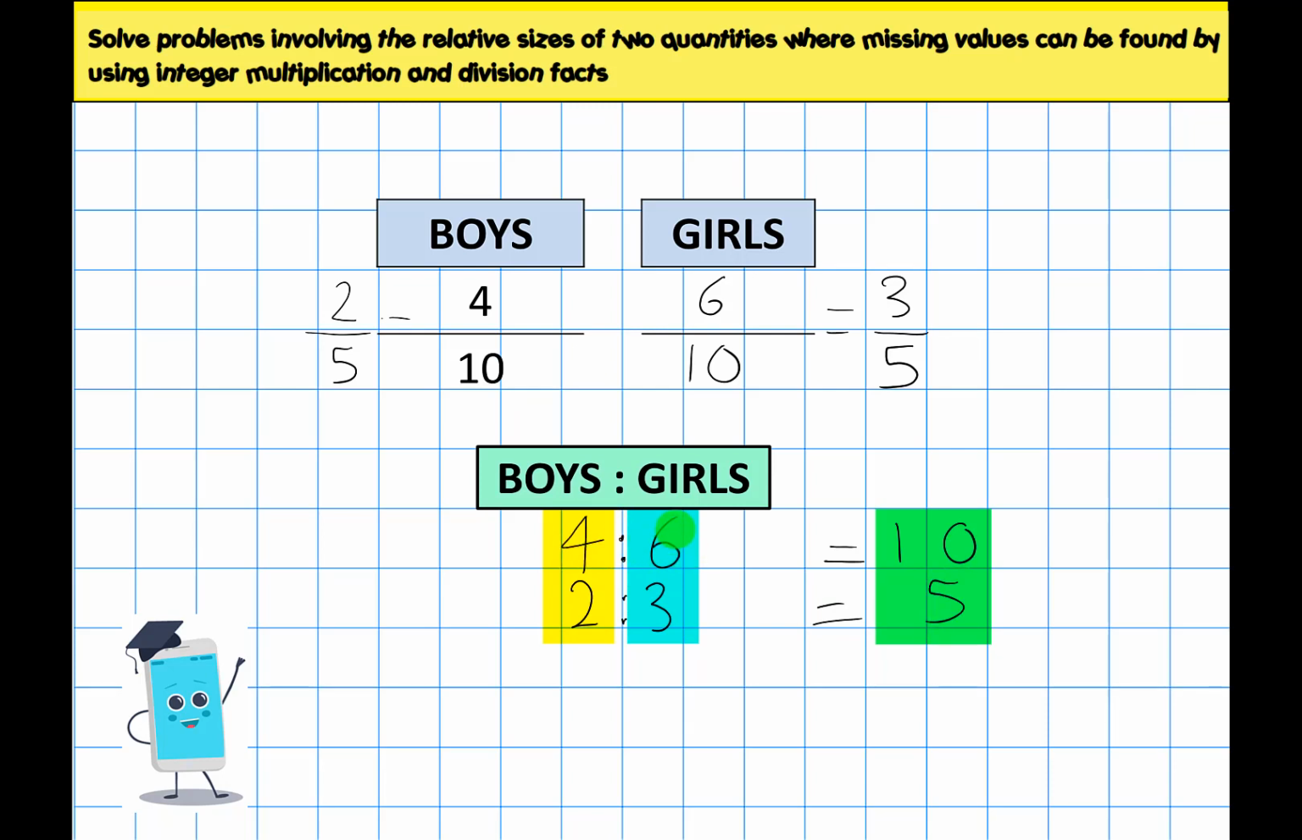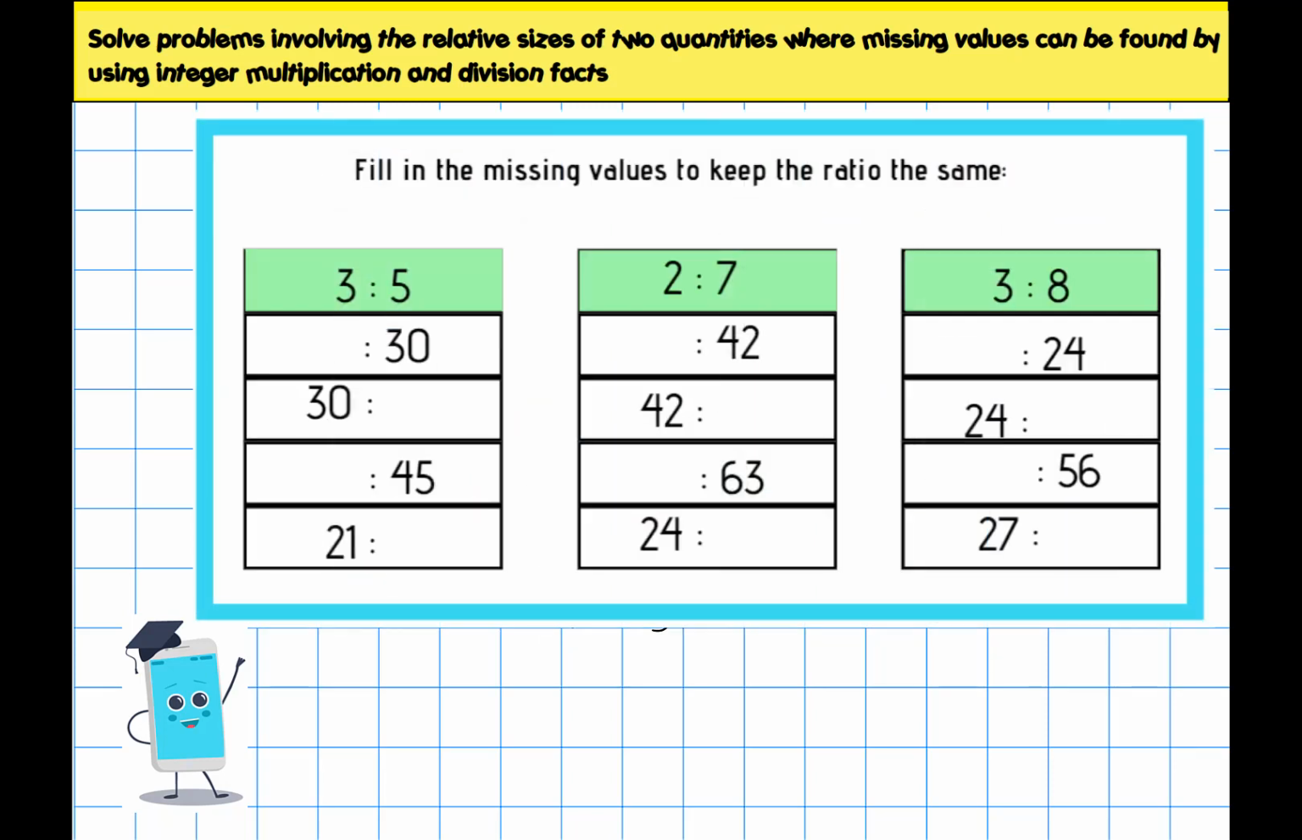You can also see in my ratio here that all I've done is halved each side. So ratios can be simplified in the same way that fractions can be simplified. So have a go on your worksheet at changing the fractions to ratios, and can you see how any of the ratios could be simplified?